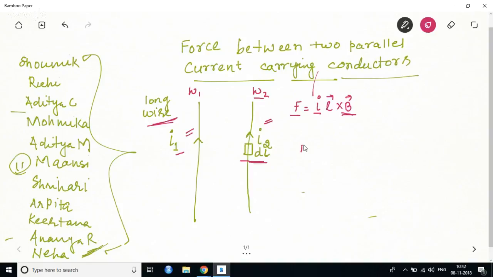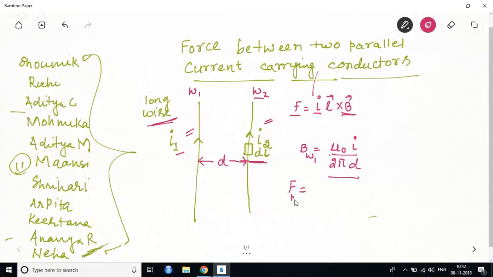So what would be the magnetic field? As this is a long wire, the magnetic field due to wire W1 would be equal to mu naught I by 2 pi d. Suppose this distance between them is d. Is it okay? So mu naught I by 2 pi d.